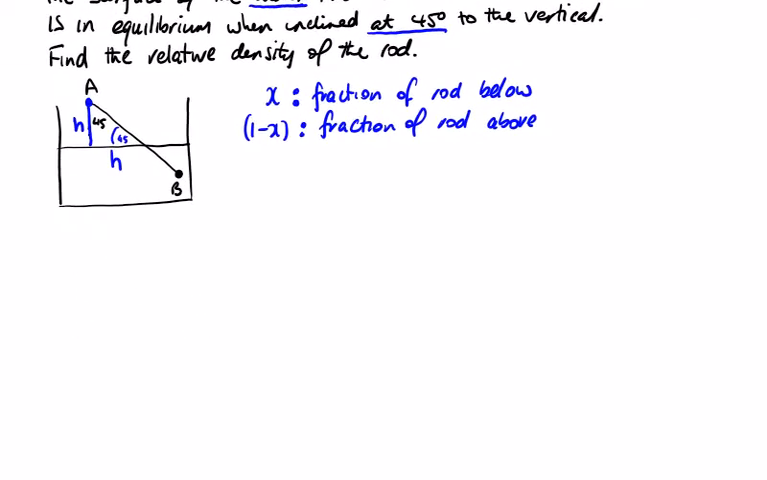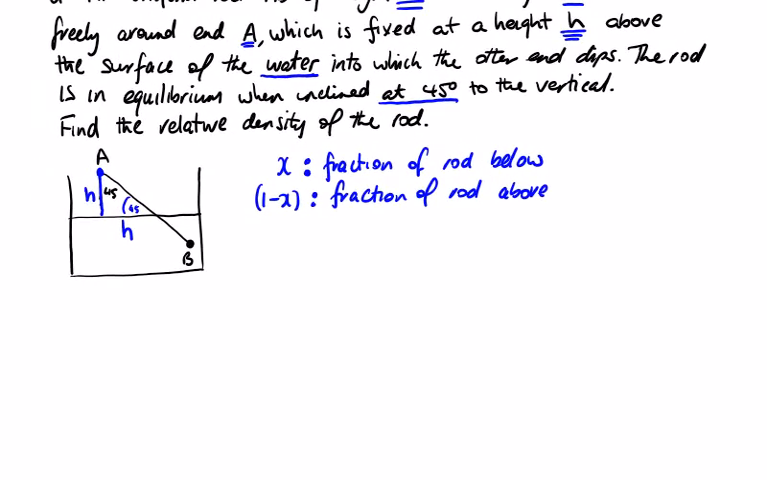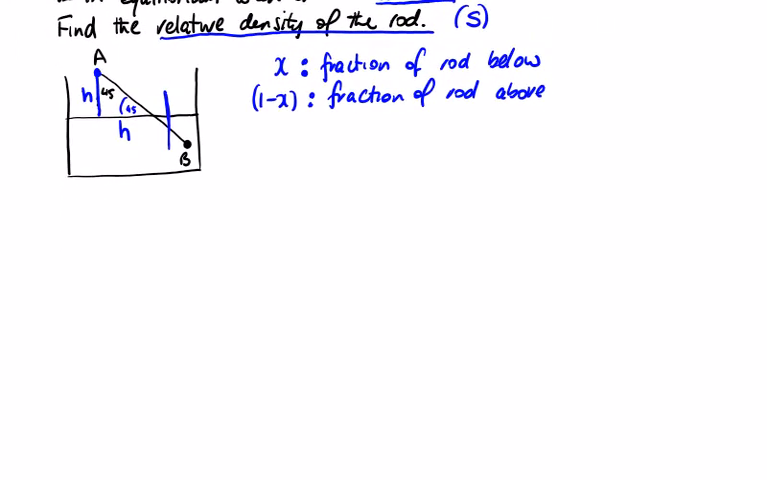So we're going to draw a bigger diagram here. So just to go back up again, one last thing, find the relative density of the rod. So we're looking for S. So S is going to come in here, isn't it, with the buoyancy, when we're looking up and down here, with the buoyancy of the rod in water. So let's do a bigger diagram.